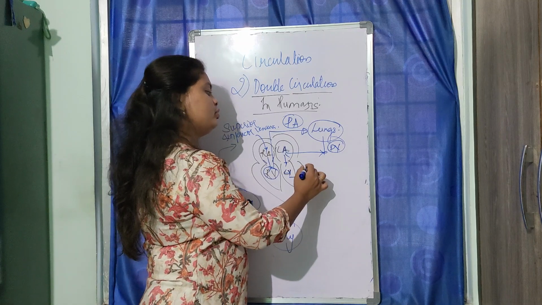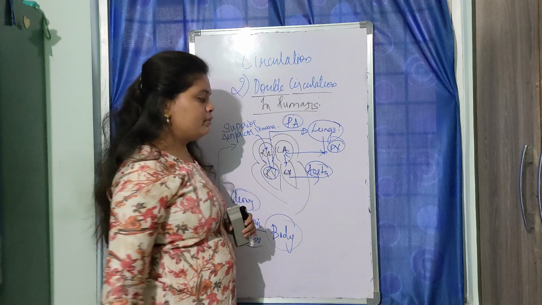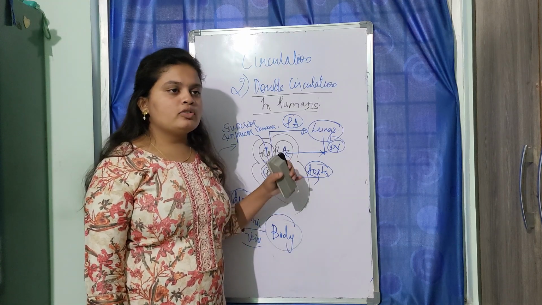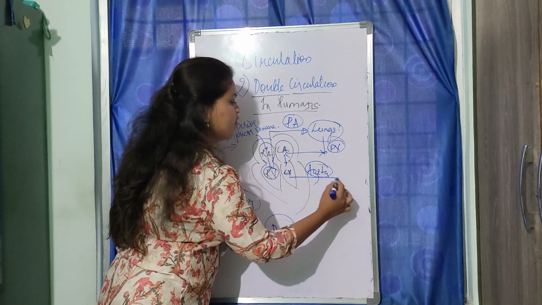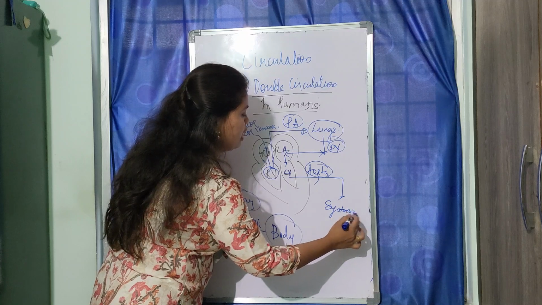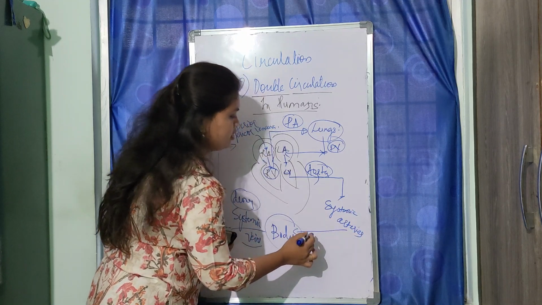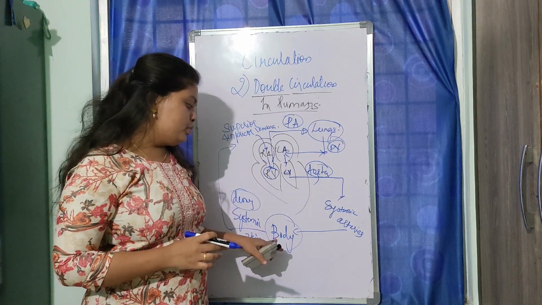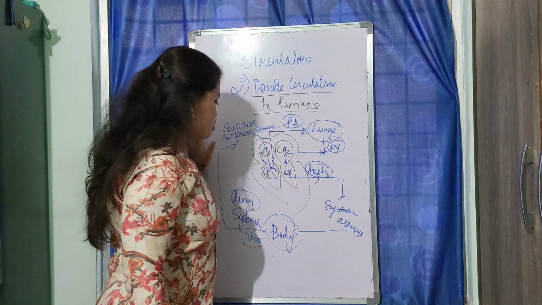It is doing it using the aorta. Aorta is responsible for pumping out all the oxygenated blood out of the heart to the body, and it is doing it with the help of systemic arteries. These systemic arteries transport all this oxygenated blood to the body. So let me just go over it once.